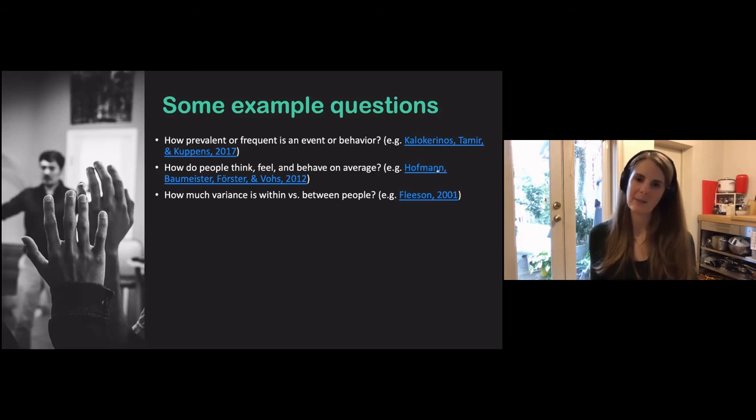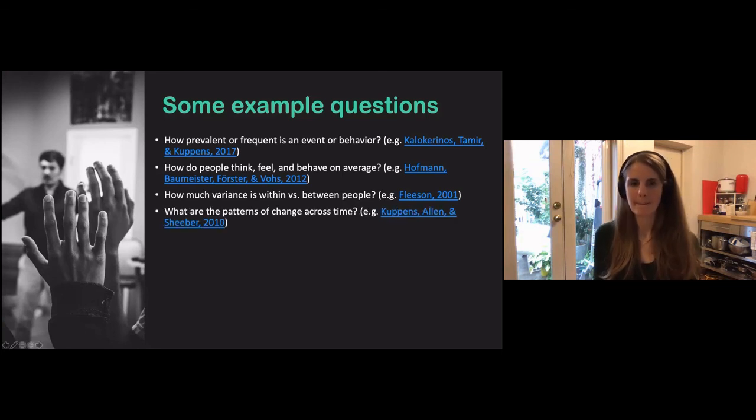So this Fleeson paper is probably very familiar to those of you who are personality psychologists. What Fleeson did was look at personality using ESM, and he found that there is a substantial amount of personality variance within people. So people do change on things like extroversion and neuroticism across time. So this can be a really interesting way to understand your construct a little bit more.